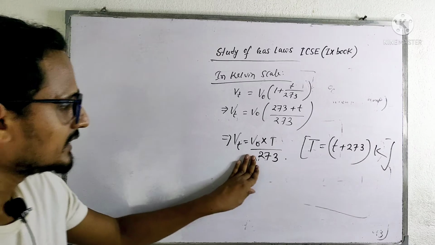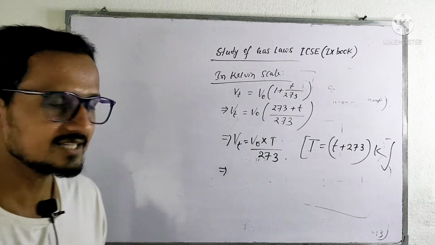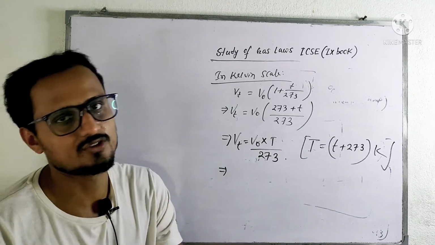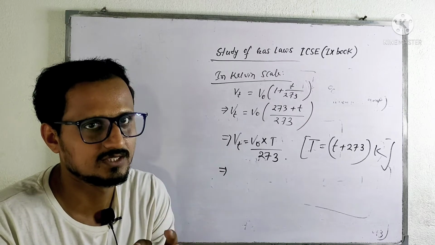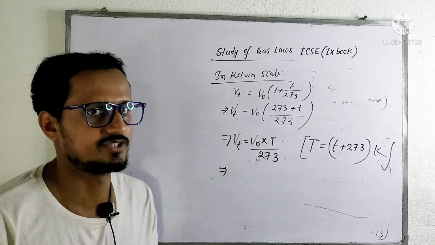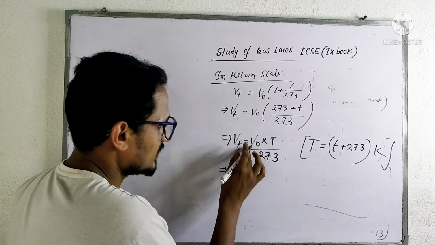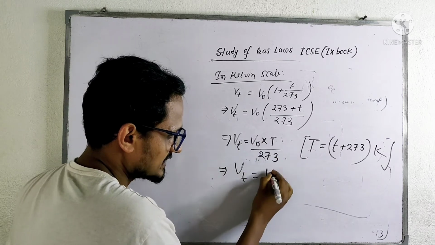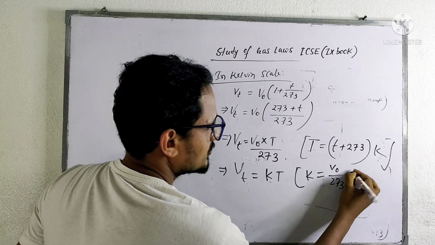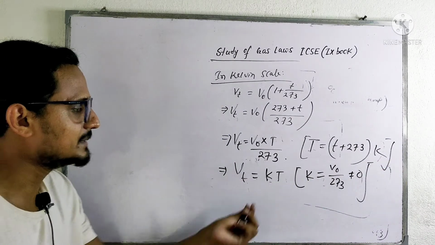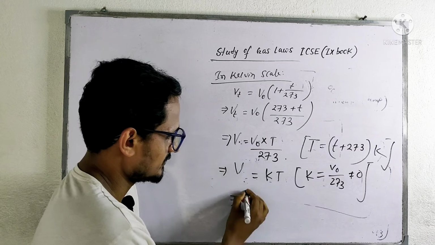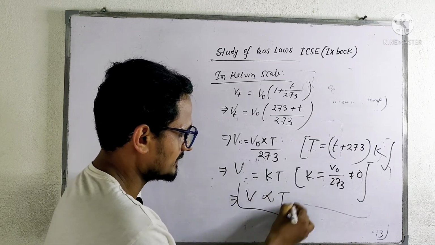Now we know that for a particular gas, T is in Kelvin. For a particular gas, the initial volume is constant, which means we are not changing the initial volume. The initial volume V0 at 0 degree centigrade will be the same, so V0 is constant and 273 is also a constant. So if we replace V0 by 273 as K, we can write K equal to V0 by 273, which should not be 0, equal to a constant. Now we can replace this by small t proportional to capital T.